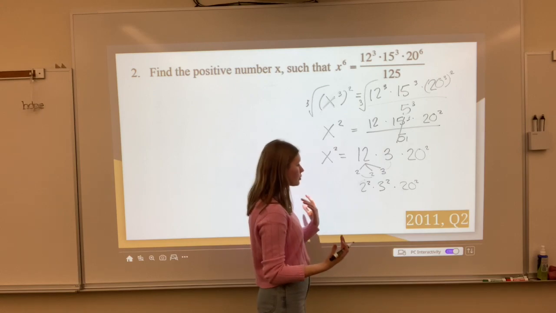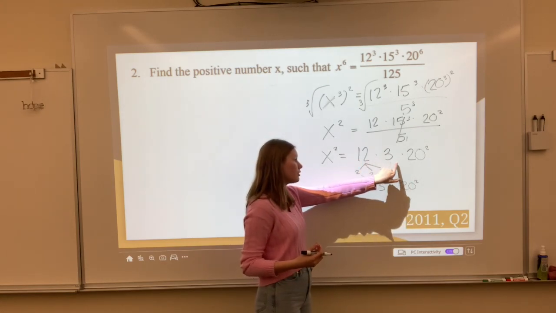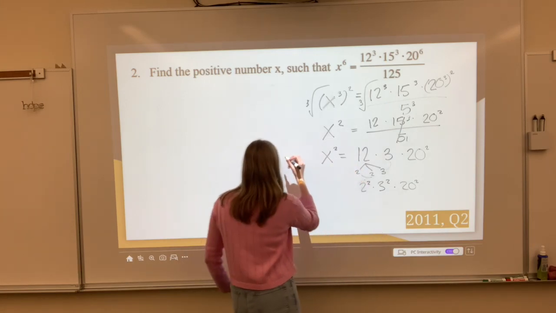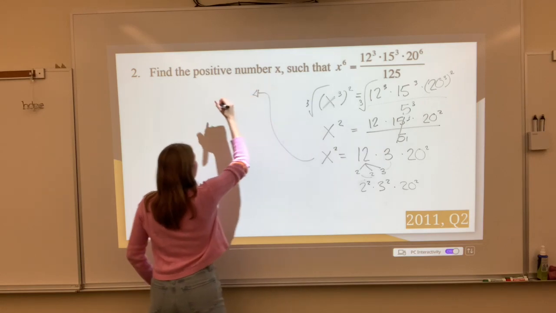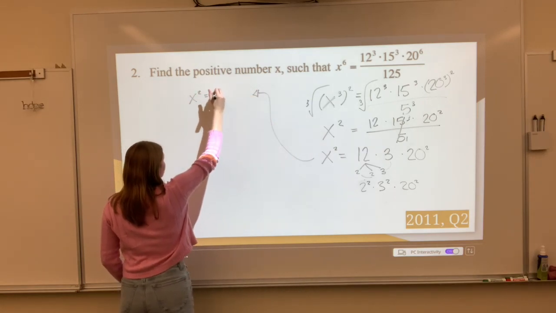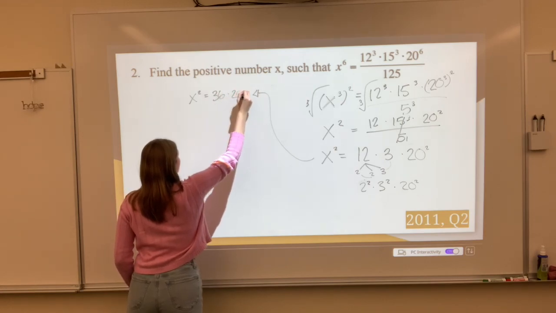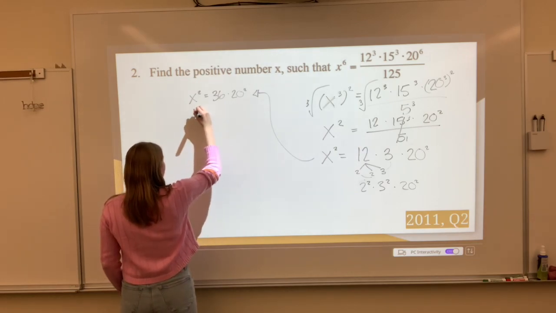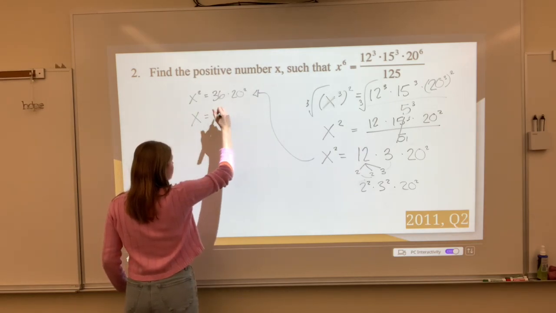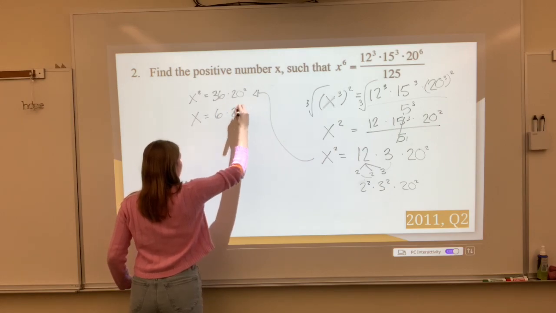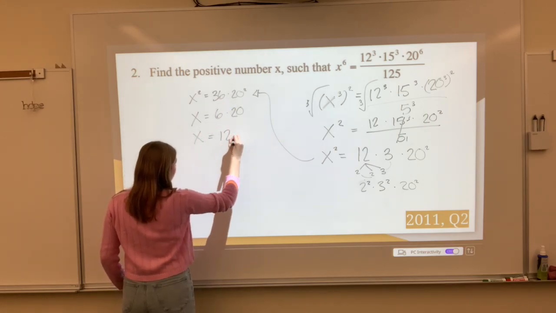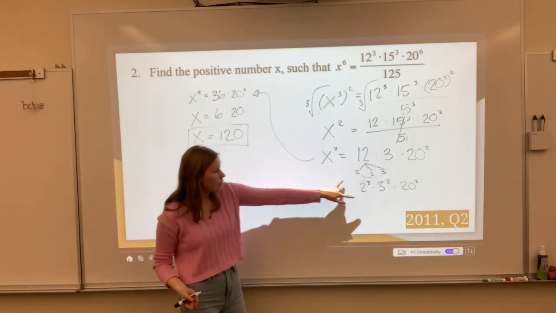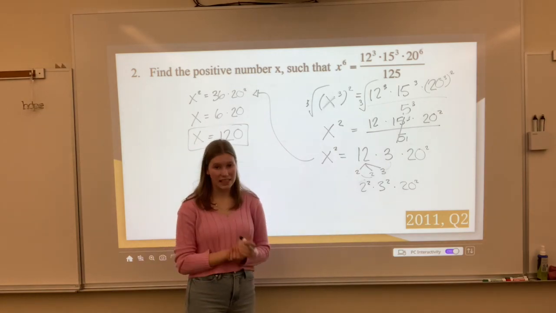Or, the more straightforward and simpler way, multiply 12 times 3 and get 36. So now you have x squared equal to 36 times 20 squared. Take the square root of both sides, and we're only looking for our positive answer. So you have x is equal to 6 times 20, or x is equal to 120. That is our final answer, and if you did it another way, you would still get the same answer.